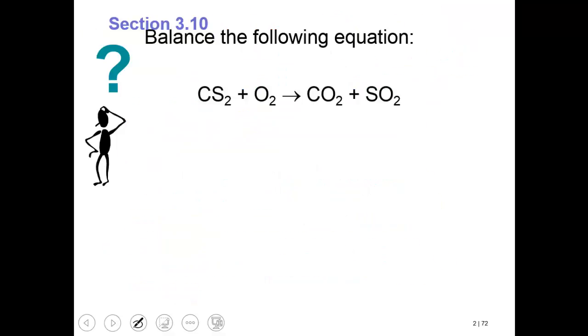Okay? So if we're going to balance an equation, what I'm going to do is show you how to do this.